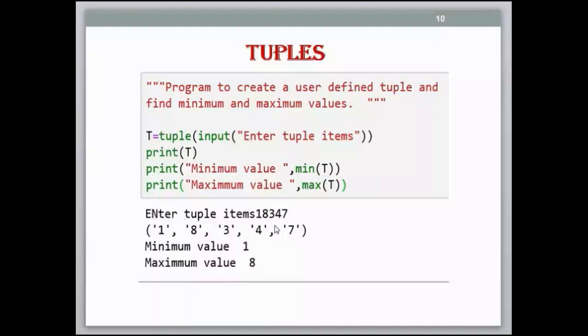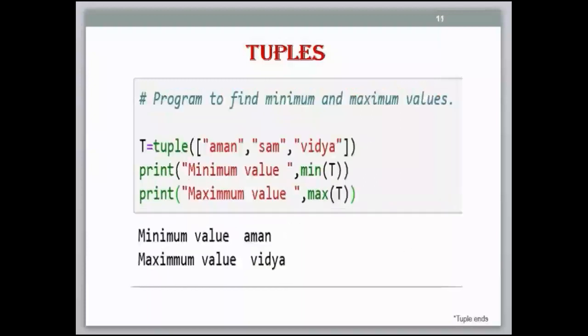So here you can enter the tuple items and minimum is 1, maximum is 8. The output you can see is using min and max function. Now a program to find minimum and maximum value out of string. So here the minimum is Aman and maximum is Vidya because it is according to the alphabet.